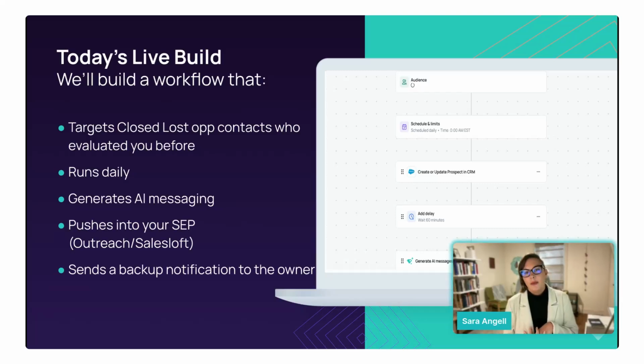And it uses AI messaging as the starting point, but the structure is still something you can control. It pushes into your outbound tool. And then we're also going to add in there that it sends a backup notification. So this way, if your reps don't see that task in their outreach tool immediately, they still get a notification through Slack or whatever you use to know to jump on this lead right away, because these are great leads.